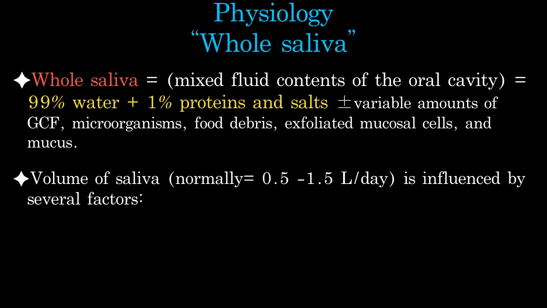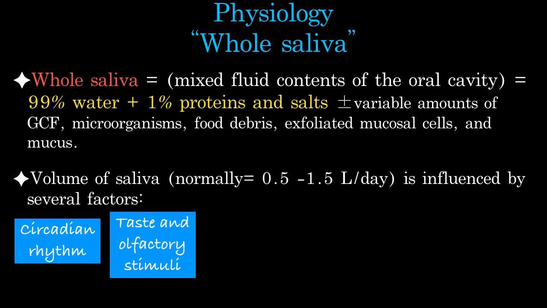Normally, a normal person should secrete from 0.5 liter to 1.5 liters per day of saliva. But is it something that is stable or fixed? No, it's very variable. The variation occurs because of a lot of factors. First of all, the circadian rhythm. While we're sleeping, the salivary secretion is very low. And during the day, with eating, talking, doing all the activities, the salivary secretion is increased.